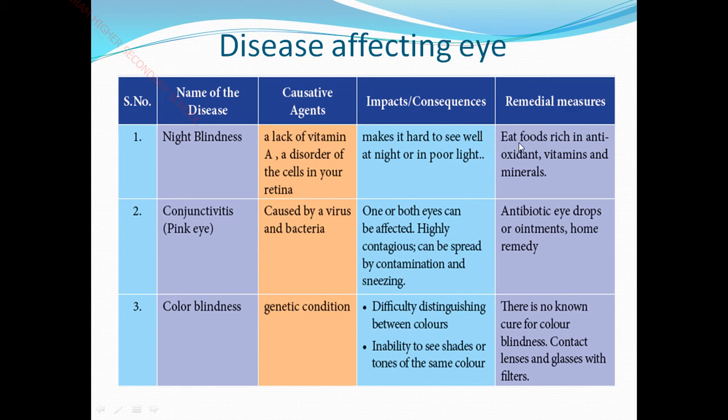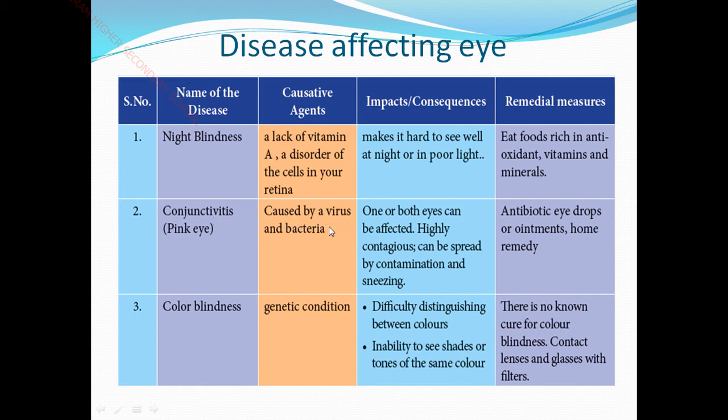So what are the remedial measures? We have to eat foods rich in antioxidants, vitamins and minerals. So these are the remedial measures. We should eat more carrot, papaya, fish and green leafy vegetables. These kinds of foods will increase the vitamin A in our body, and in turn it will avoid the night blindness disease also. So the next kind of disease is conjunctivitis.